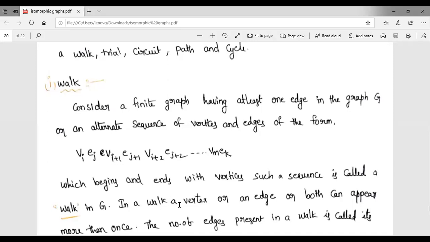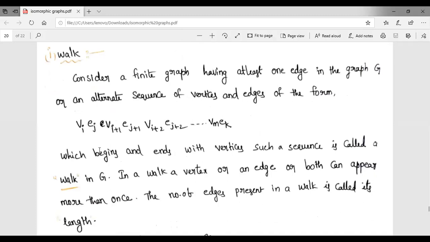In a walk, a vertex or an edge or both can appear more than once. The number of edges present in a walk is called its length. Here the edges are Ej, Ej plus 1, Ej plus 2, and so on up to Ek, so the length of this walk is K.